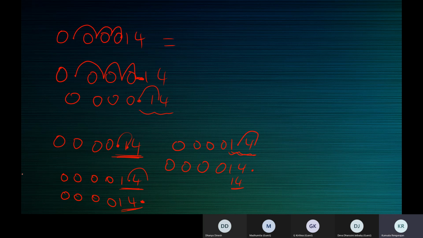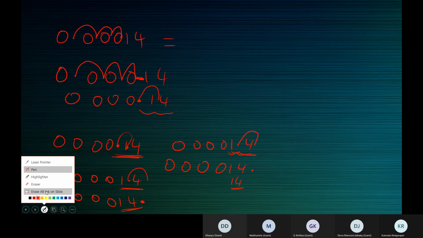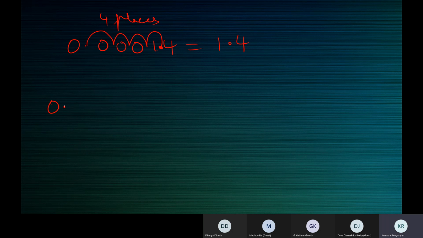Okay. So 1, 2, 3, 4. 4 places you move. All right. Now the number is 1.4. The number was so small. It was 0.0. It was not even 1. Now we have made it 1 point. It was so small, 0.00014. Such a small value, you have made it big. You have made it 1.4.